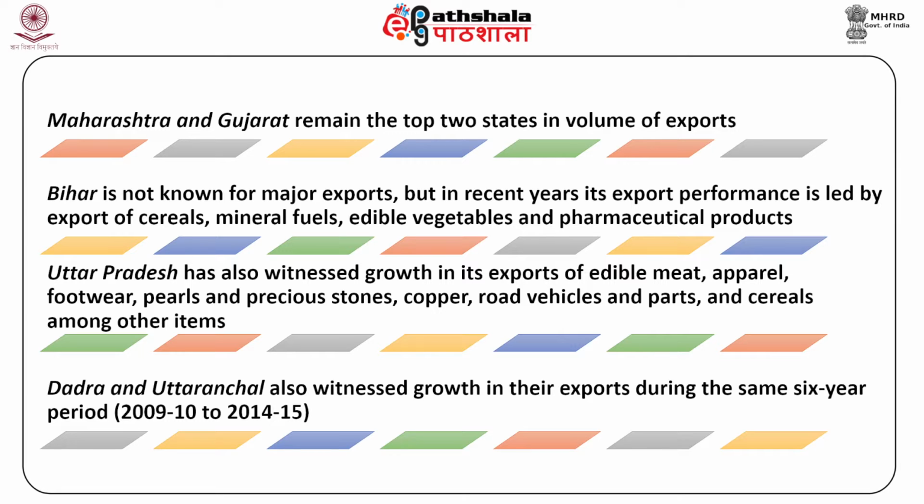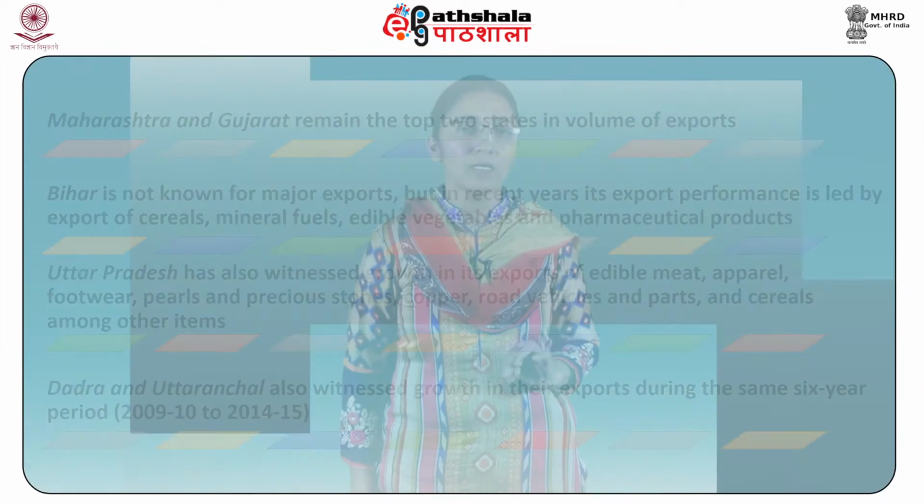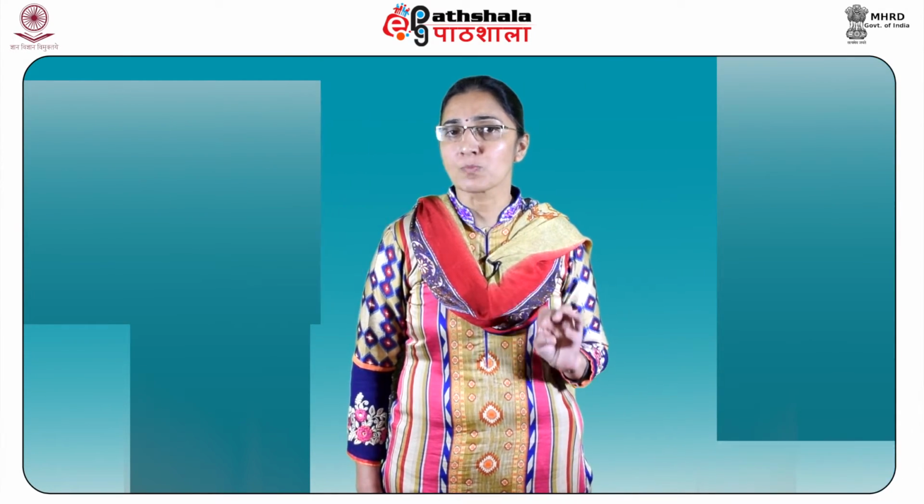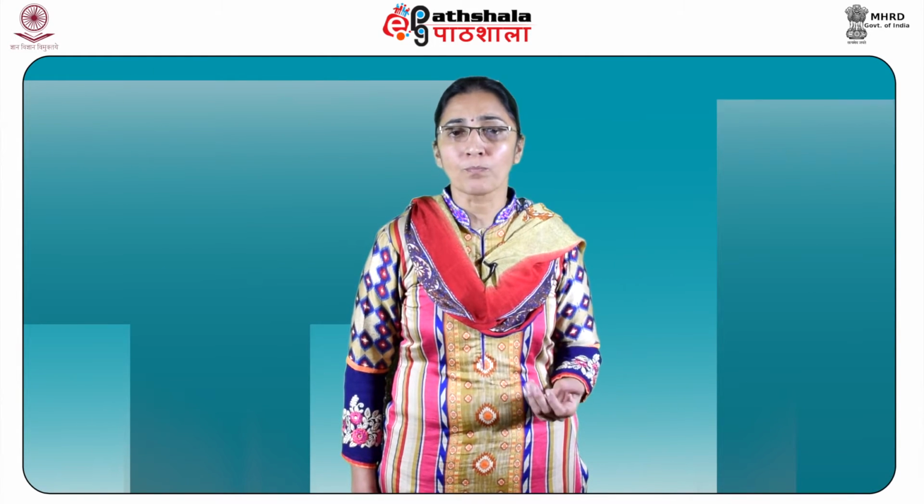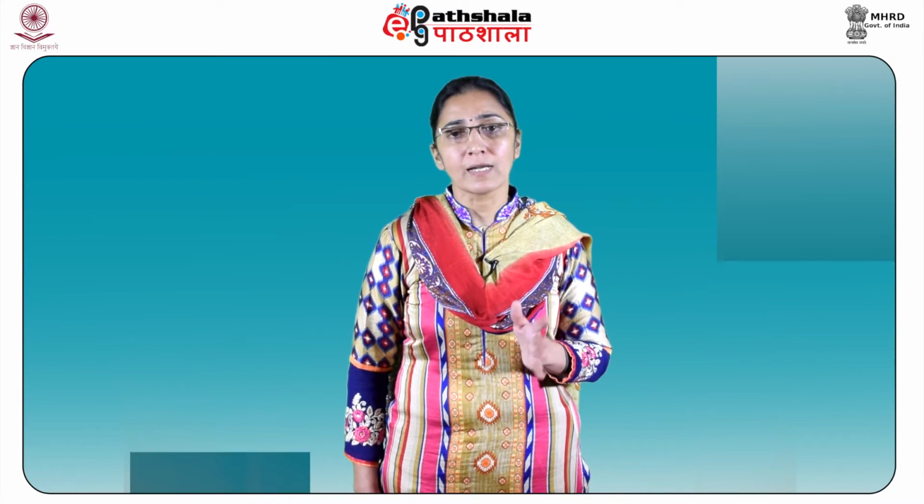Further, apart from Bihar, Uttar Pradesh has also witnessed growth in its exports of edible meat, apparel, footwear, pearls and precious stones, copper, road vehicles and parts, and cereals among other items. Dadar and Uttaranchal also witnessed growth in their exports during the same 6-year period. Dadar's high growth in exports of organic chemicals, pharmaceutical products, man-made filaments, other made-up textiles, aluminium articles and medical equipment is noteworthy, while for Uttaranchal it is gums, resins, preparations of vegetables, fruits, organic chemicals and plastics.